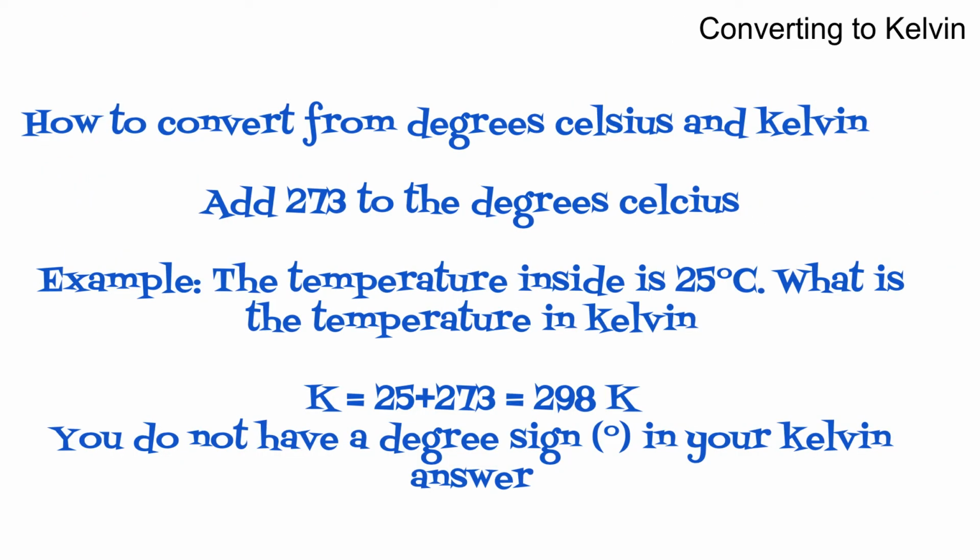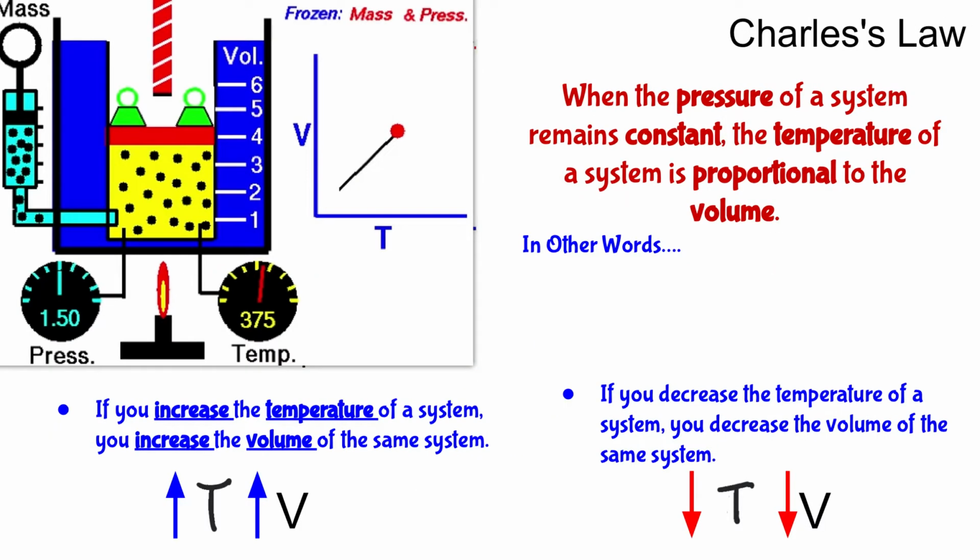If you recall, to convert from degrees Celsius to Kelvin, you add 273 to the degrees Celsius. So for example, the temperature inside is 25 degrees Celsius. What is the temperature in Kelvin? And so 25 plus 273 is 298 K. And remember, you don't have a degree sign in your Kelvin answer.